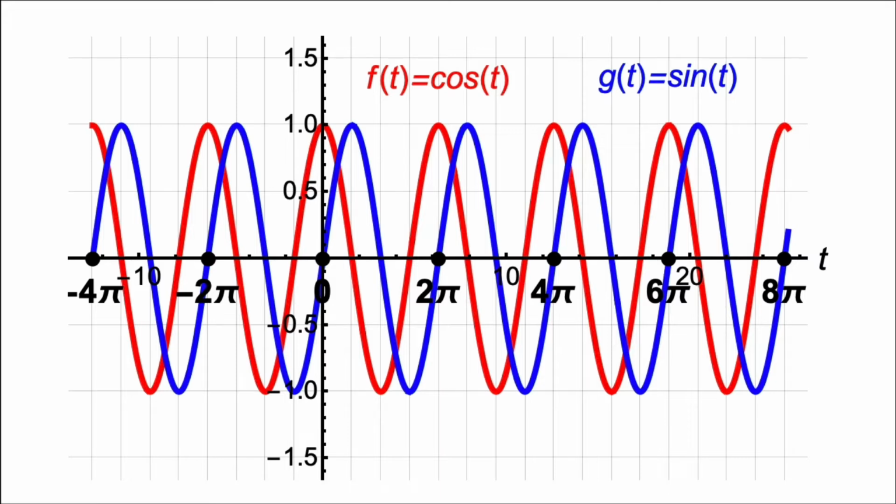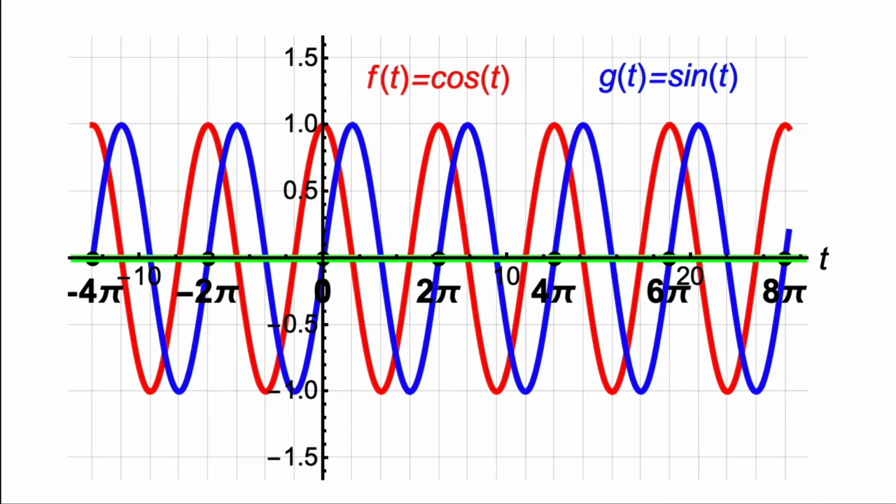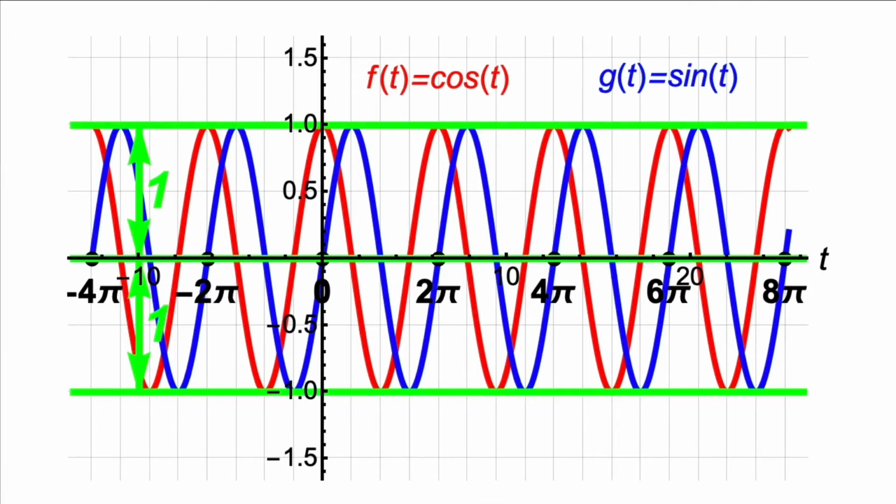Another important property of these graphs that is helpful for modeling periodic phenomena is that they have a constant amplitude. That's the vertical distance between the midline, which is the t-axis, and the maximum or minimum output. Those outputs are plus or minus 1, therefore the amplitude is 1.